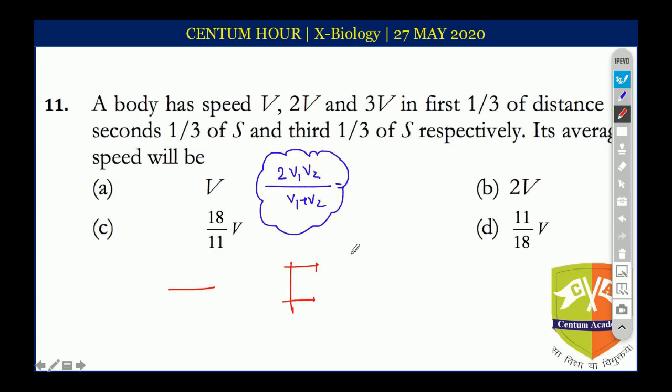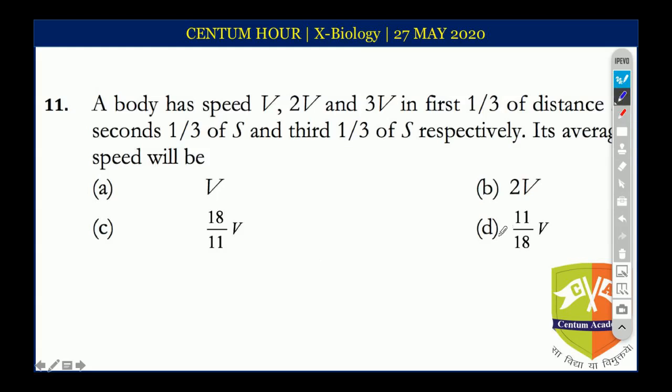But in general it can be given as a journey covered in two equal distances or two equal time intervals, right or not? If it is two equal time intervals, it's the direct mean of the two speeds. If it is two equal distances, then it is 2 V1 V2 upon V1 plus V2, right? Now, this case was of three equal distances. Just giving you an idea, your formula is 3 V1 V2 V3 upon V1 V2 plus V2 V3 plus V3 V1.